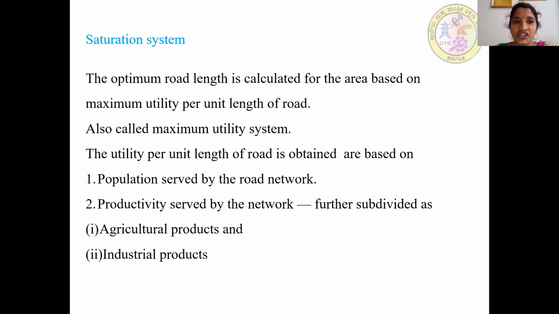Next, what is saturation system? So the optimum road length is calculated for an area based on maximum utility per unit length of road. Saturation system is also called as maximum utility system. The utility per unit length of road is obtained based on population served by the road network and productivity served by the network. The productivity can be further subdivided as agriculture products and industrial products.